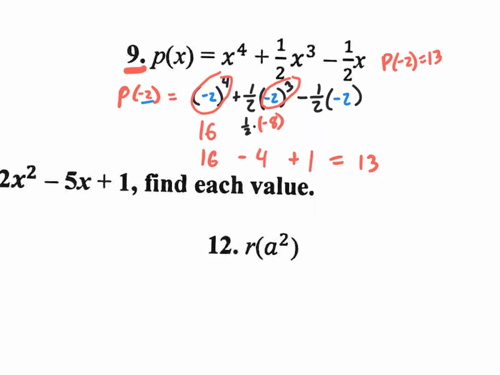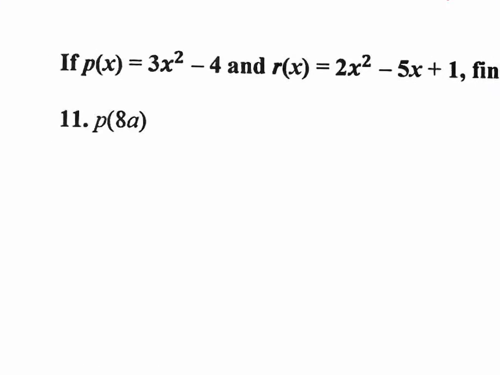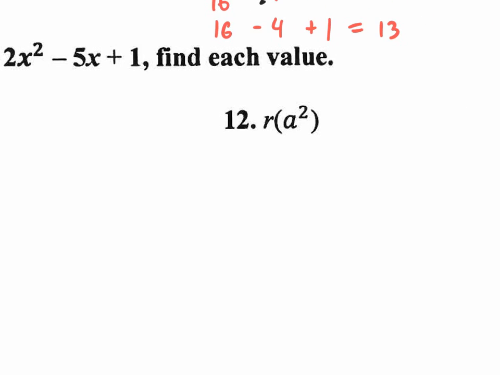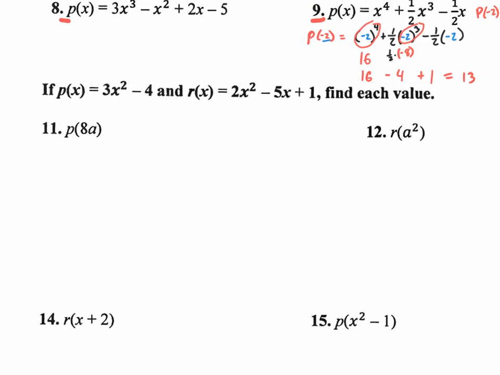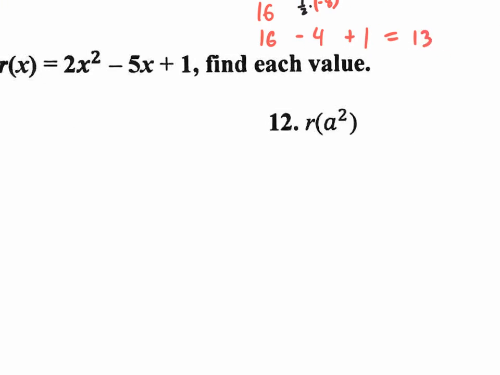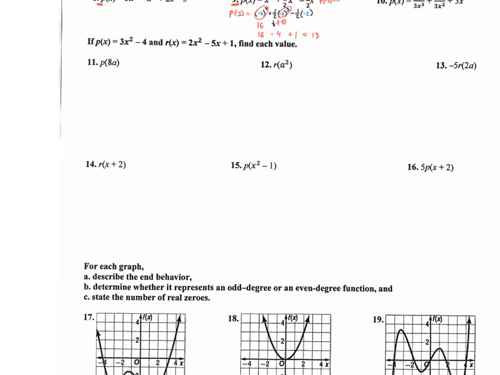You're done. It gets fun down here on the second part where I give you 2 functions, a p of x function and an r of x function. They're just the names. That way you know which one to use. On number 11, you're using the p function. On number 12, you're using the r function. And instead of plugging in numbers like negative 2 or positive 3, we're actually plugging in variable expressions. You're going to plug in an 8a into the p function. You're going to plug in an a squared into the r function. So on these, I do want you to be very careful, show your work, check your answers on the back.